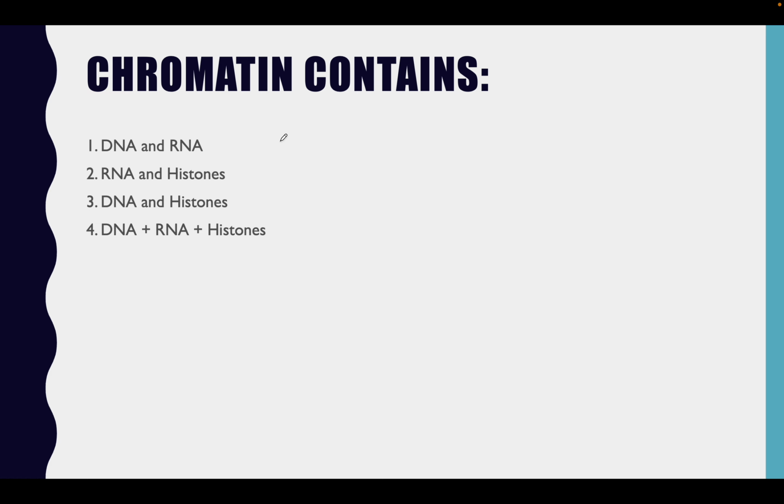So chromatin contains which of these? Option 4. DNA, RNA and histones. Option 3, ma'am. No, it's DNA, RNA and histones. RNA is also there in chromatin. Okay, ma'am. Okay.